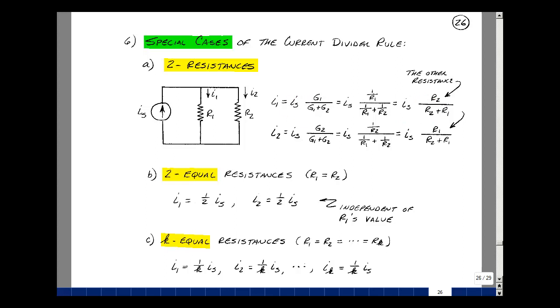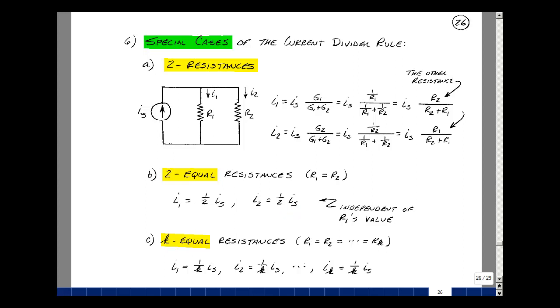And the way to remember it is that if you want the current in resistor R1, you take the other resistor over the sum of the two. Now this only works for two resistances in parallel. And again, you can take multiple resistors in parallel and reduce them to a single pair of resistors in parallel. Suppose you had two equal resistors. You'd have R2 over R2 plus R2, which would be half the value. So what's interesting here, independent of the value of the resistor, we would have half the current in each.